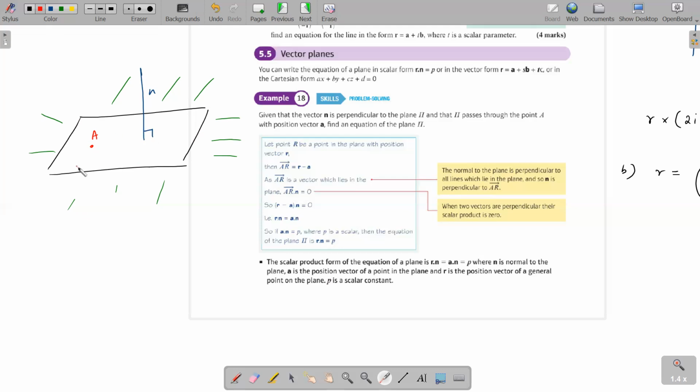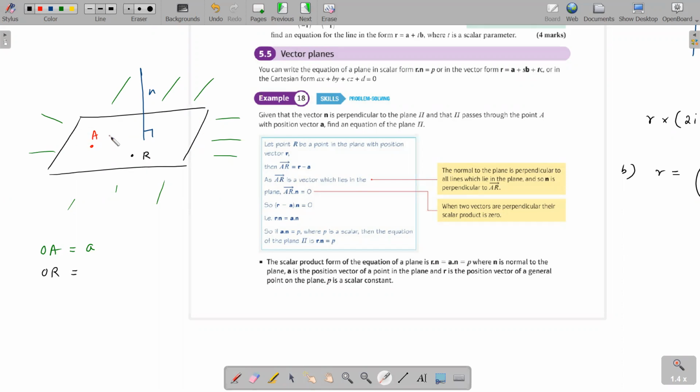So very clearly again, let's say OA is vector A. That means when you take the position vector with respect to the origin, the position vector of A is simply A. Another point that I introduce is a point called R. Who is R? R is any point which lies on this plane. It can be anywhere, as long as it lies on this plane.